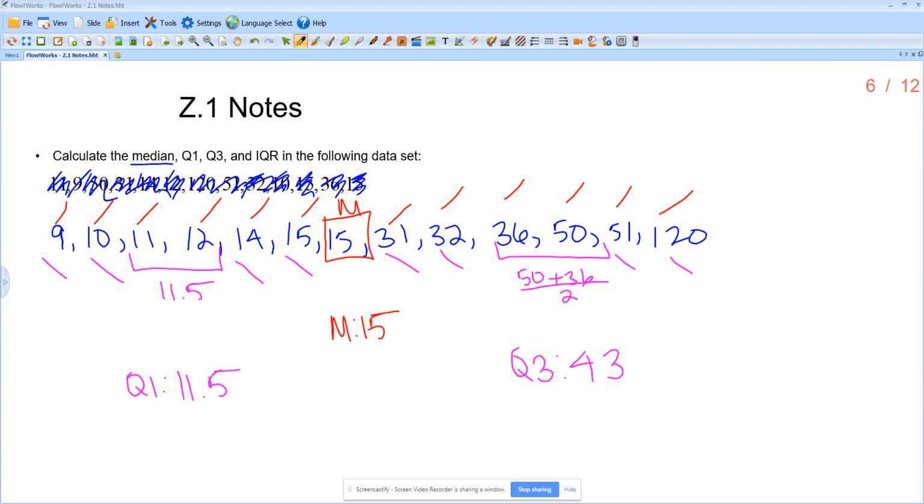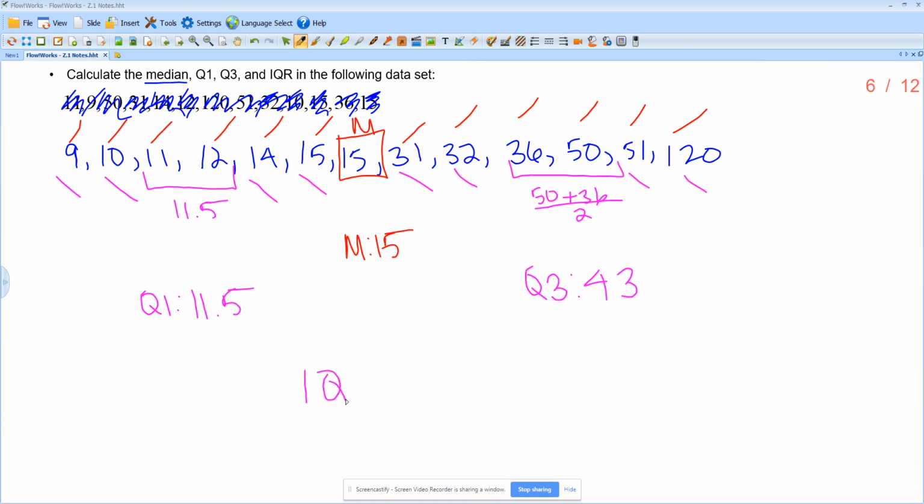So what we found here is essentially just a median, and then another median on the left and a median on the right. The last thing that we want to find is the IQR, and your formula for that is just Q3 minus Q1. So 43 minus 11.5. And if I subtract that, I get 31.5. So that's telling me the middle 50% of my data has sort of a span of 31.5. 25% of my data falls below 11.5, and 25% of my data falls above 43.